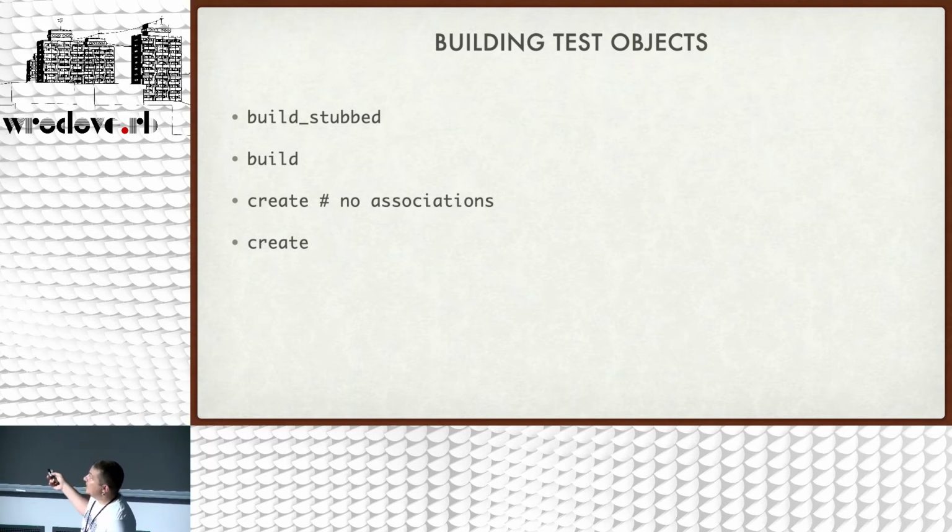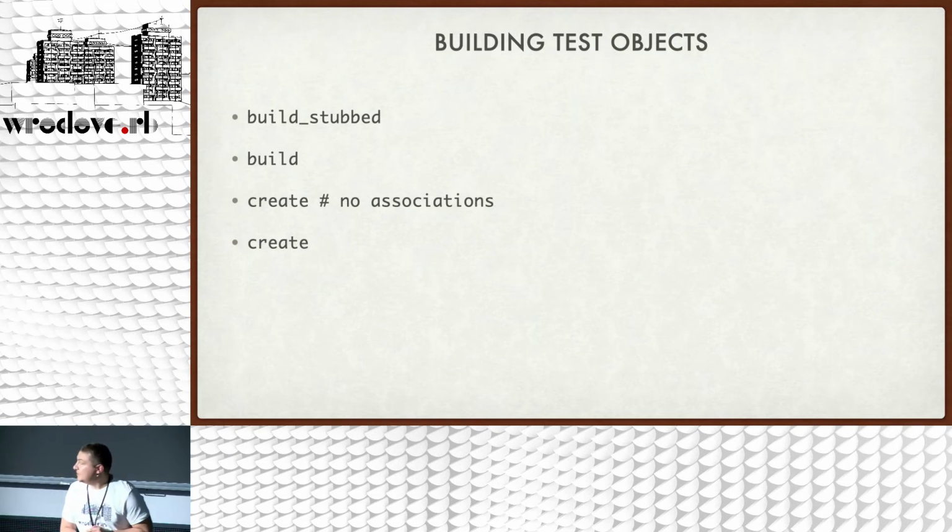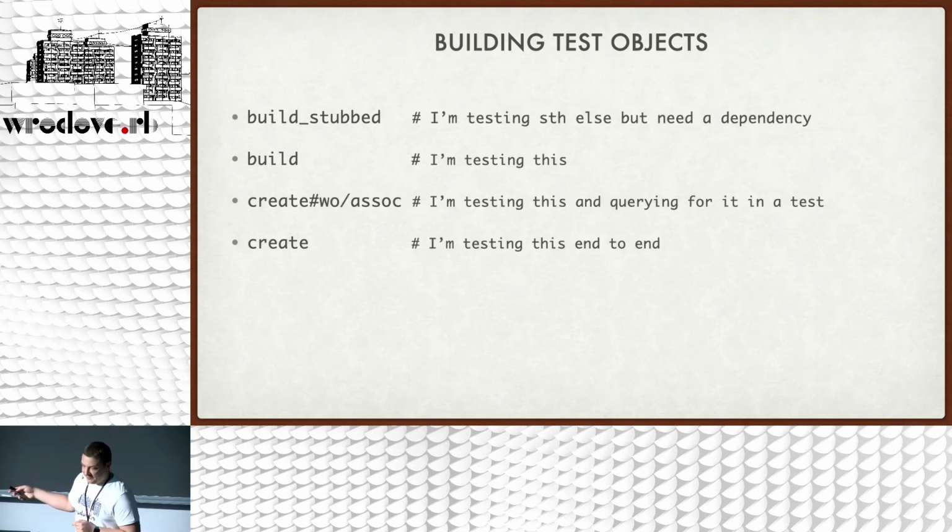Try build stub, try build, try create without associations, and then create. You can think about them in about this way, which means that if I'm building stubbed, I'm testing basically something else, but I need the dependency. I need a stubbed object that I won't really be using, but it's required there, so here it is. If I'm testing this, but there is no database interaction, then use build.